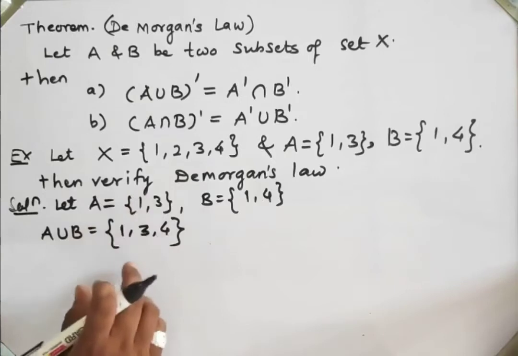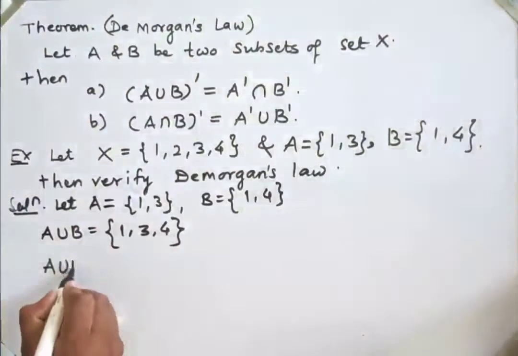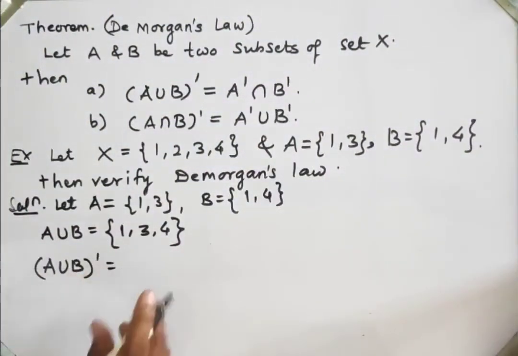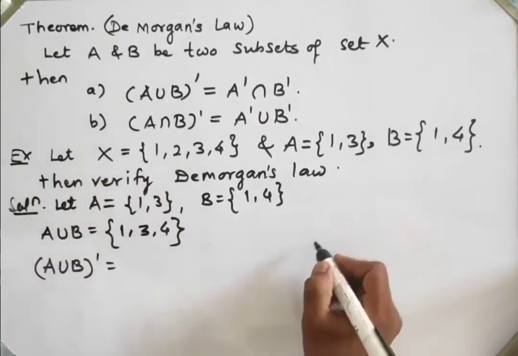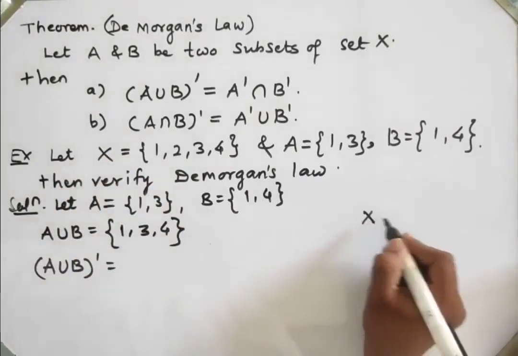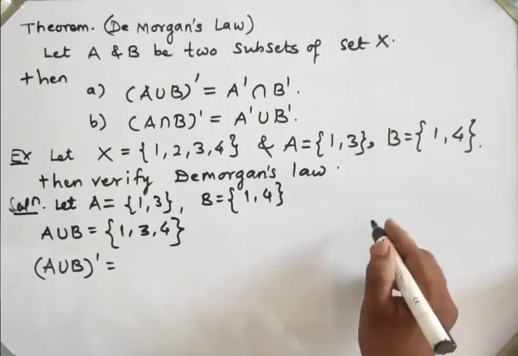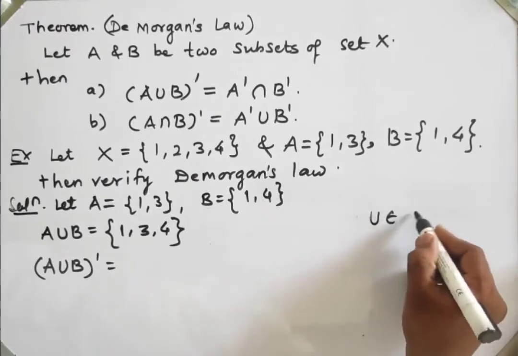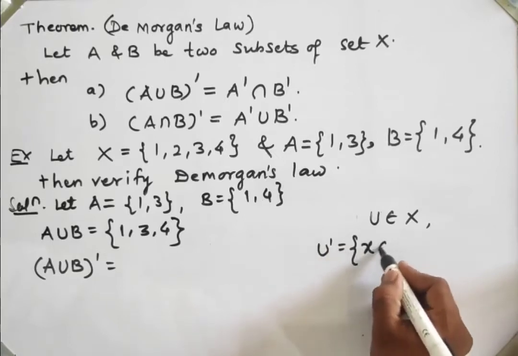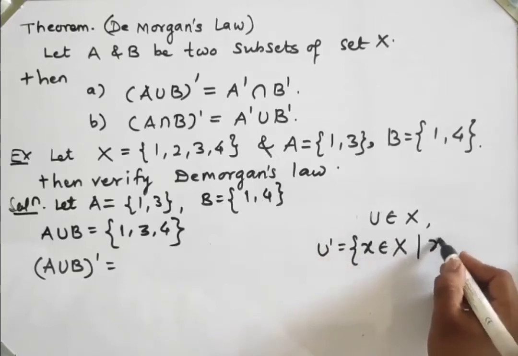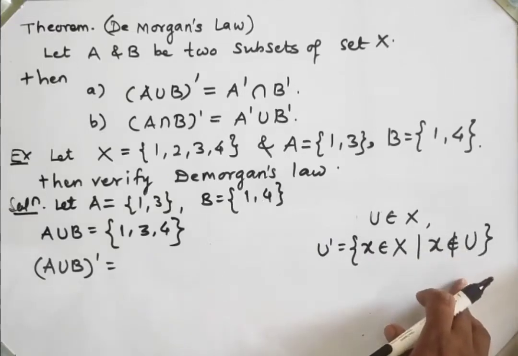So next we calculate (A union B) complement. We have to find the complement in the set X. What is the definition of complement? Let X be any set and U belong to X. Then U complement is the set of all those elements x belonging to X such that x doesn't belong to U. This is the definition of the complement of U.